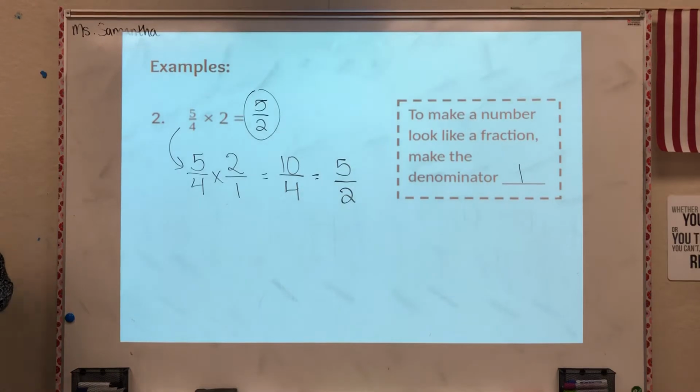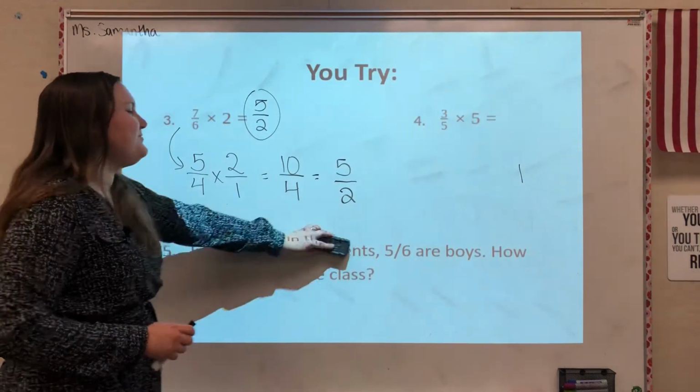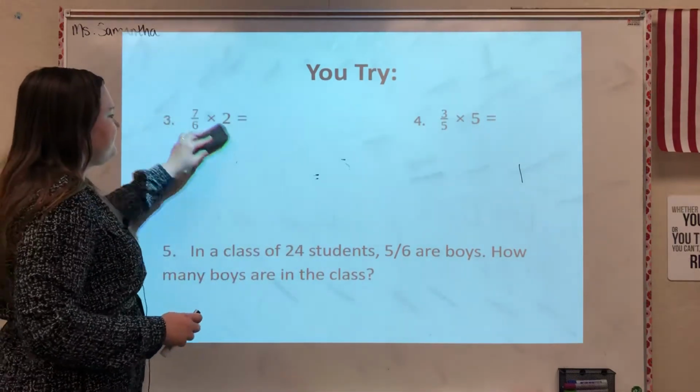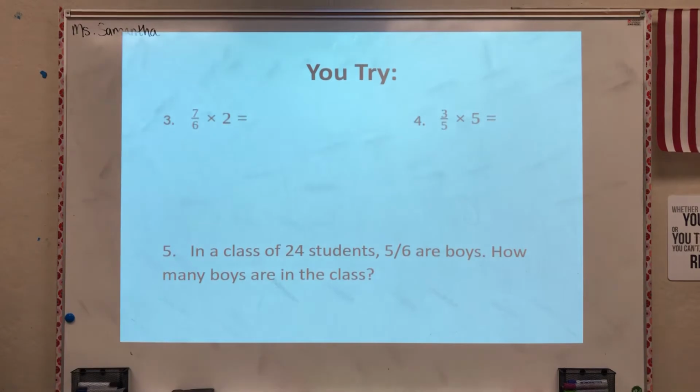That is all of my examples. I've got these 3 here for you to try. All right. The first one says 7/6 times 2. The next one says 3/5 times 5.